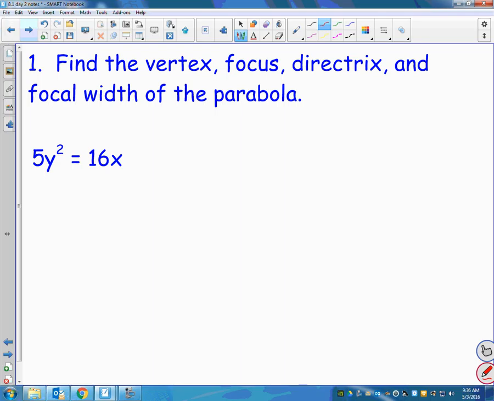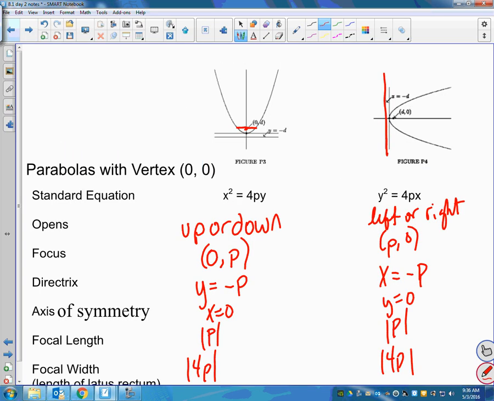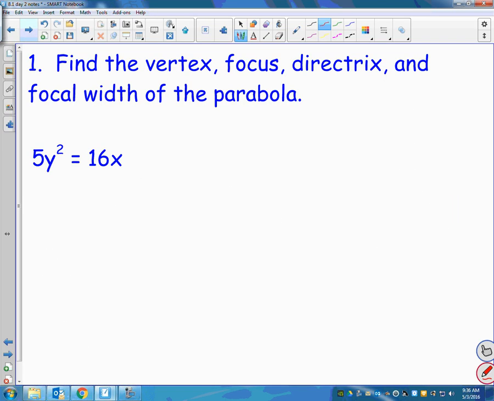Just like with the circle, like with all of these conic sections, step one is you want to make it look like the form of the equation, which is that the x or the y squared is by itself on this side, right? If you look back at both of these, the x squared by itself, the y squared by itself. So the first thing I see on this is I want to move this 5, right? So I would get 16 over 5x.